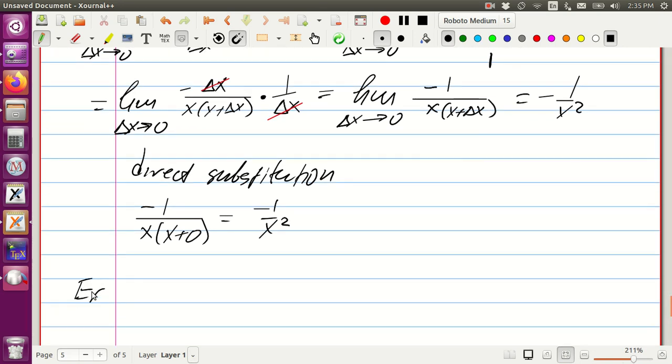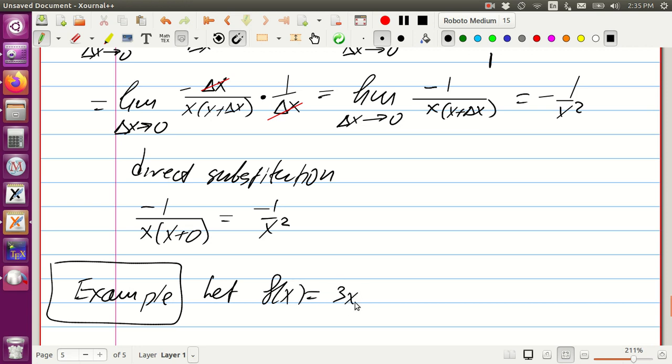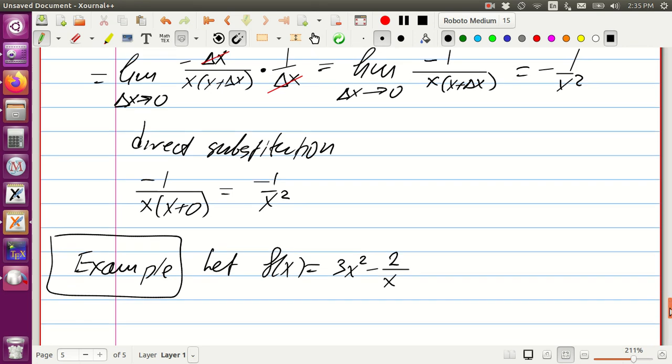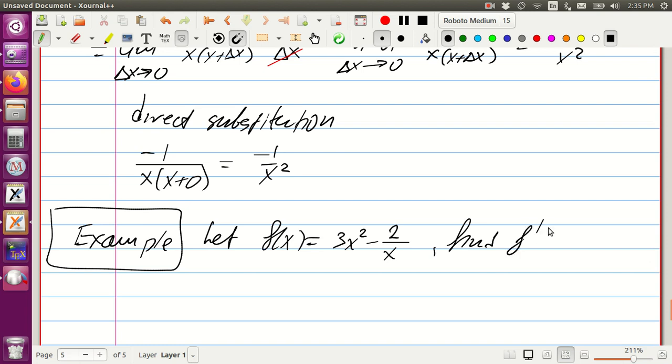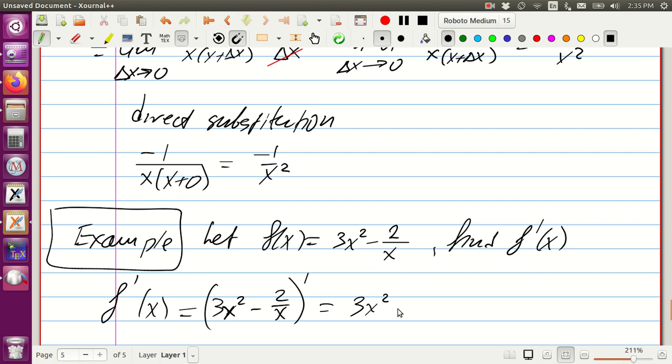And to finish this lecture off, a small example. Let f of x be equal to 3x squared minus 2 over x. Find f prime of x. So we would like to find the derivative of this function, 3x squared minus 2 over x. So since there is a minus in between, we can split it up and write it as the derivative of 3x squared minus the derivative of 2 over x. So we use the sum difference rule. Sum difference rule, very useful.